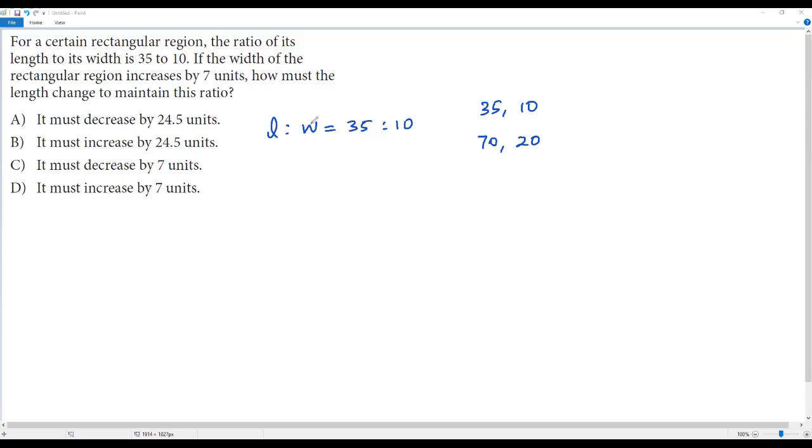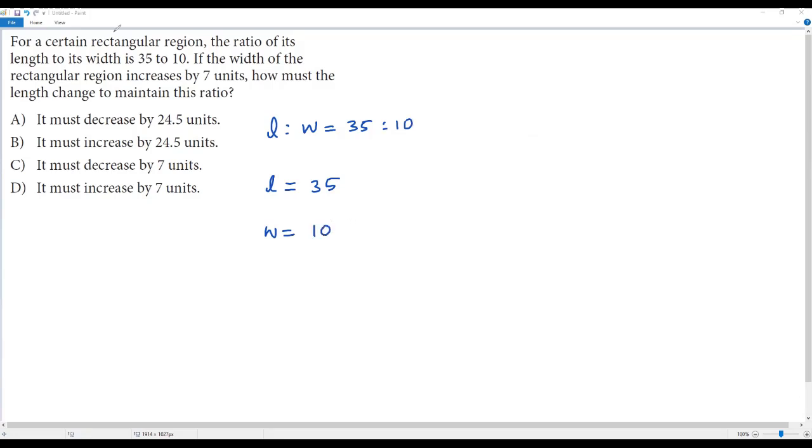So since we don't have any restriction, for my convenience, I multiply both terms of the ratio by the positive number 1 to get the length and width of the rectangular region. Therefore, the length is equal to 35 times 1, which is 35, and the width is 10 times 1, that is 10. Okay, now I have the length and width of the rectangular region.